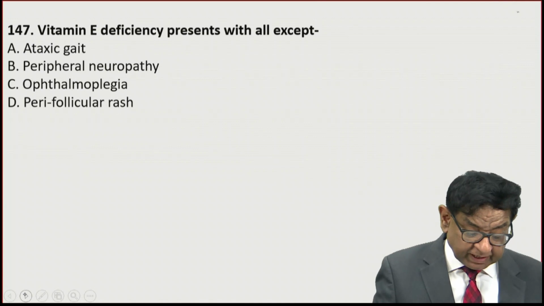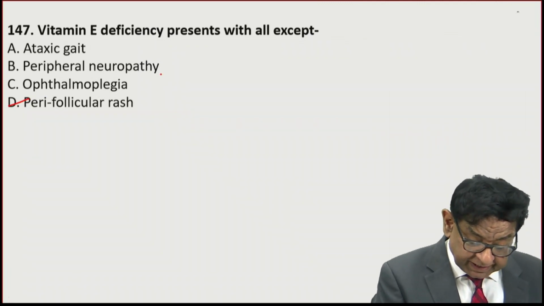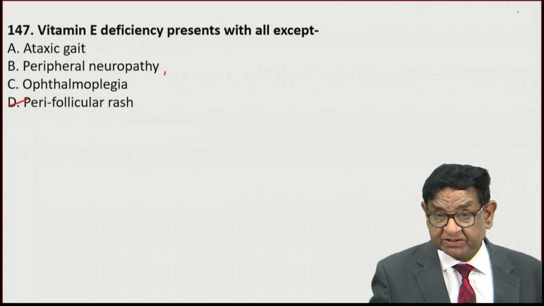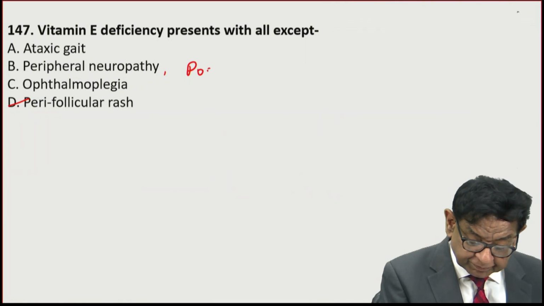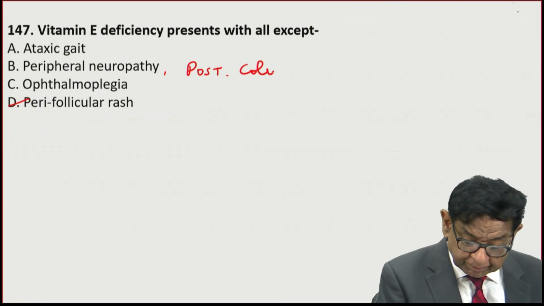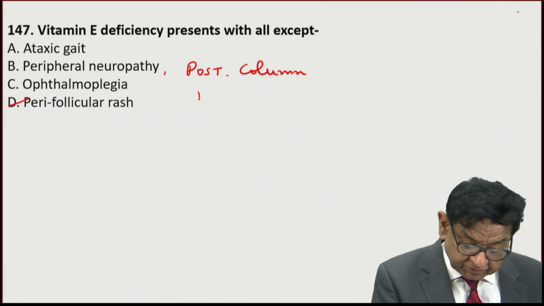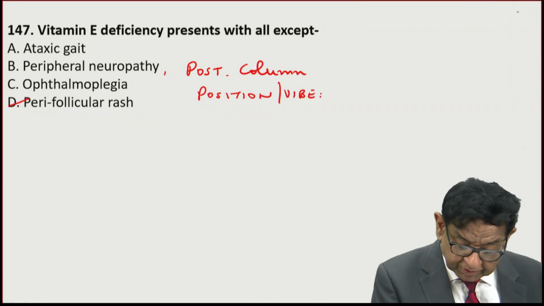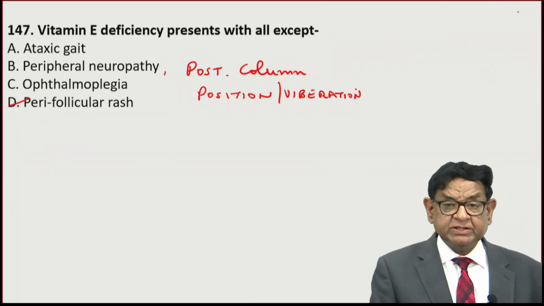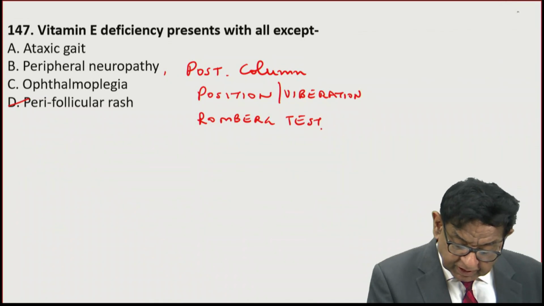Vitamin E deficiency presents with all except perifollicular rash. Well, it can lead to peripheral neuropathy. Now, what are the other features that we see in the case of vitamin E deficiency? It leads to posterior column dysfunction. And we also know very well that the posterior column carries position and vibration sense. And that's why they have a positive Romberg's sign. I hope you know about Romberg's sign.